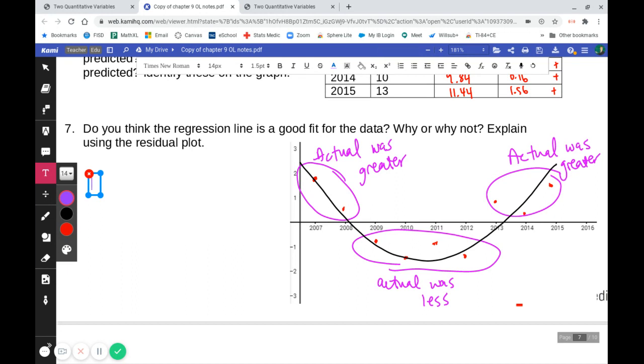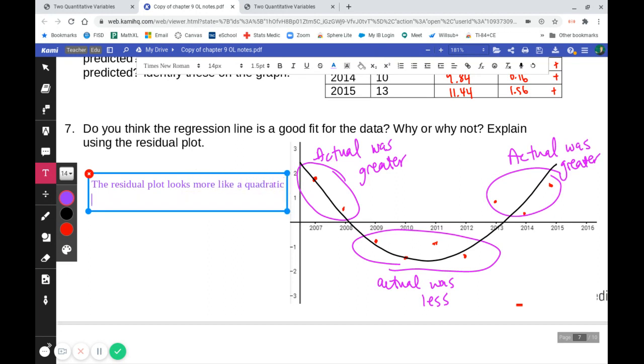We should see something random to be able to have a good linear regression. So because the residual plot looks more like a quadratic, a regression line is not a good fit. The distribution is nonlinear.